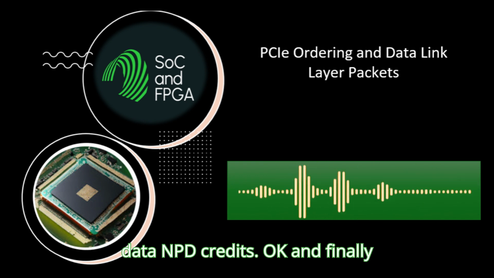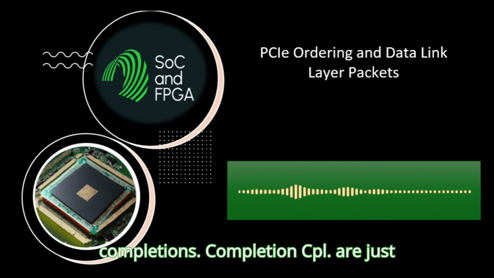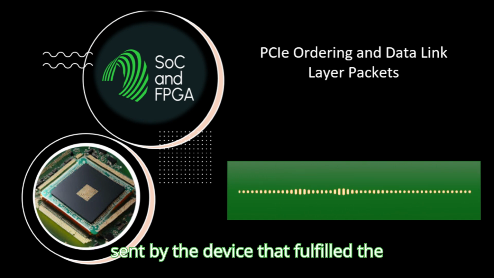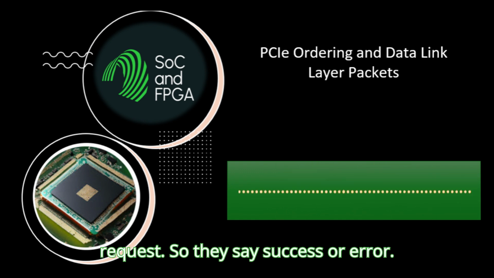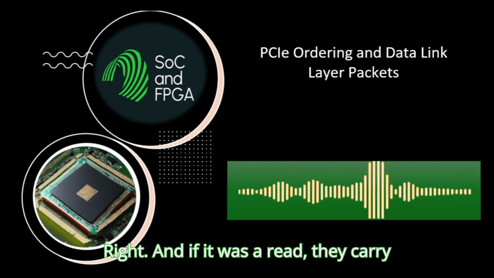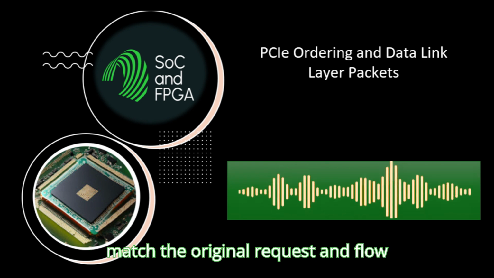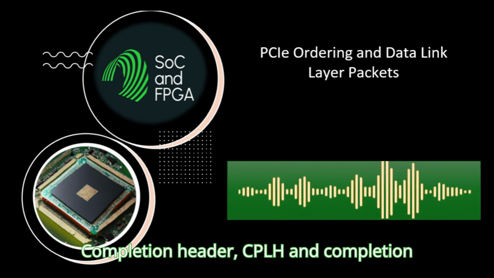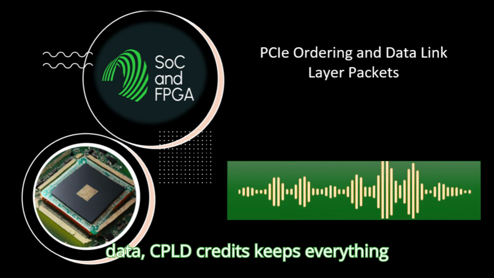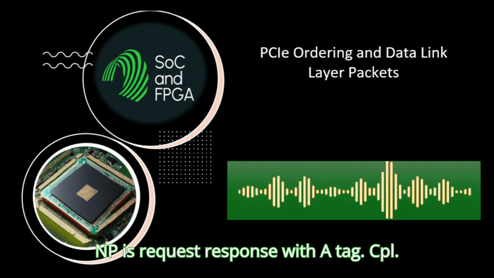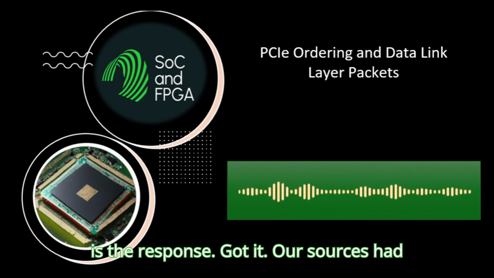Okay. And finally, completions. Completions, CPL, are just that: the responses to non-posted requests, sent by the device that fulfilled the request. So they say success or error. Right. And if it was a read, they carry the data back. They also have the tag to match the original request. And flow control for these too. You bet. Completion header (CPLH) and completion data (CPLD) credits keep everything flowing smoothly. Okay, so P is one way, NP is request-response with a tag, CPL is the response.